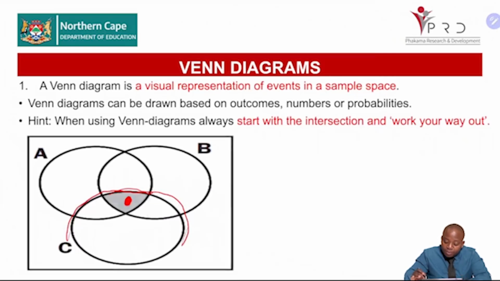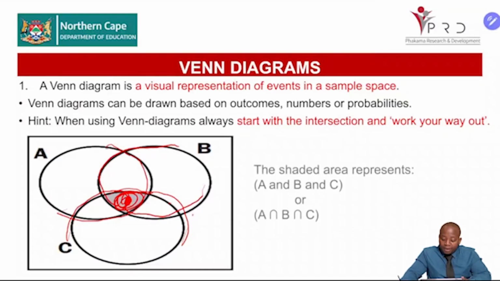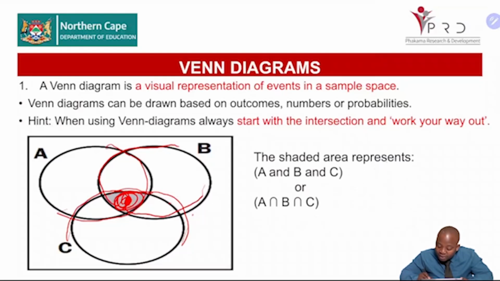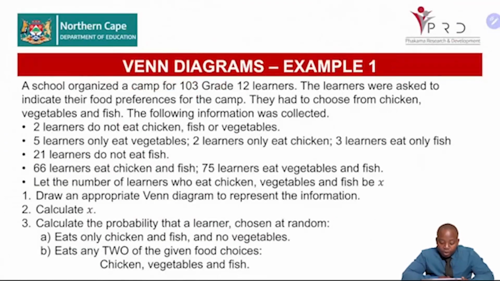Then if I look at more events here, this is the event for C. Then the event for B is also intersecting at that center. Then the event for A, they are all intersecting here, right? So that is the center for all of them. So we can say the shaded area represents A, B, and C, which is the intersection of all of them that we are looking at.